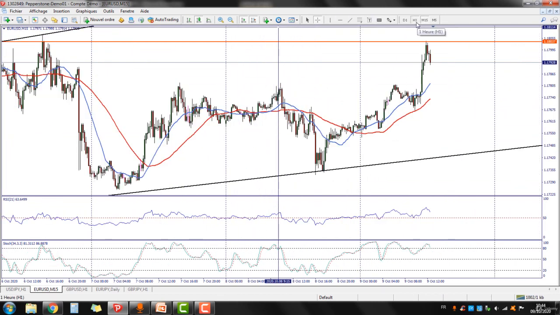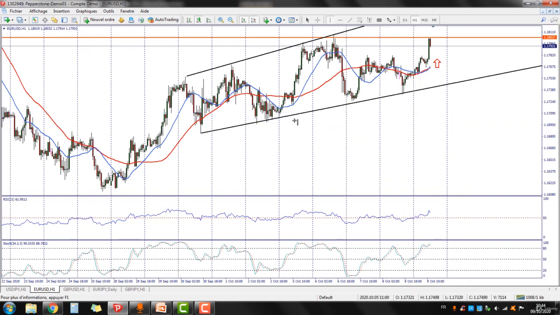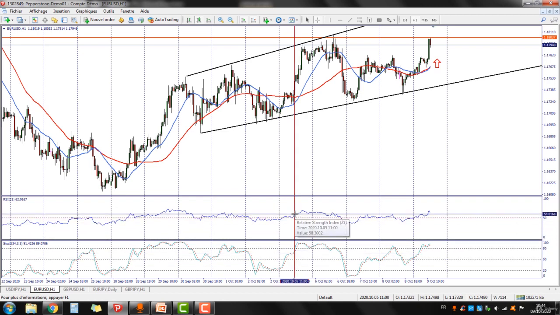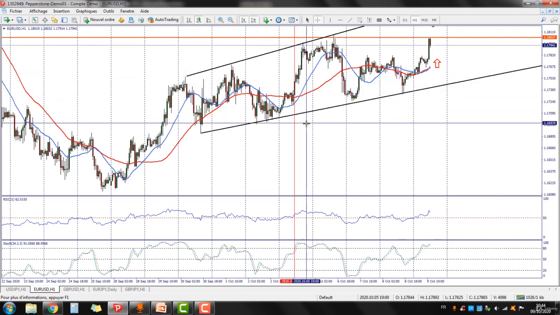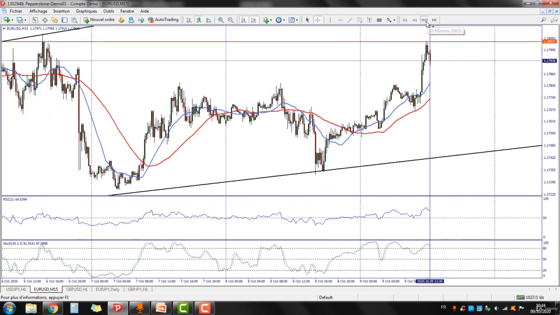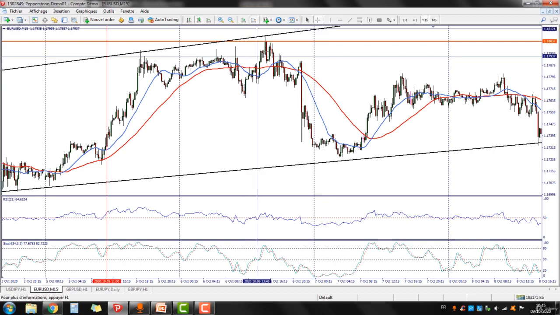So let me explain one thing. We have an example here. The market here is trending up. The stochastic is above 50. The RSI also is above 50. The market is fluctuating above the moving averages. And let's switch to M50 to show you something.